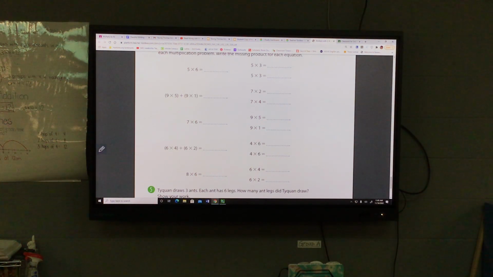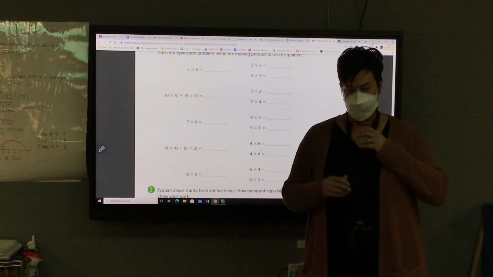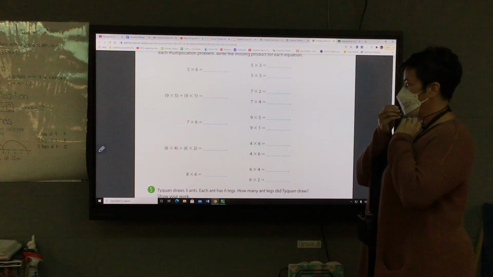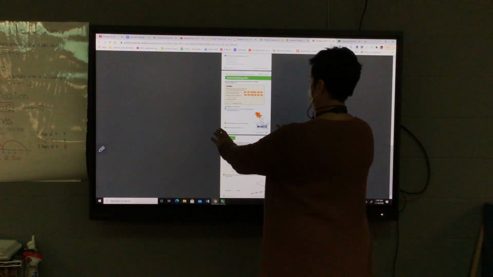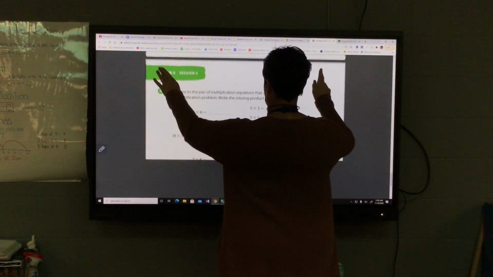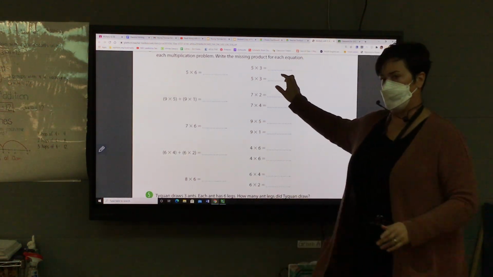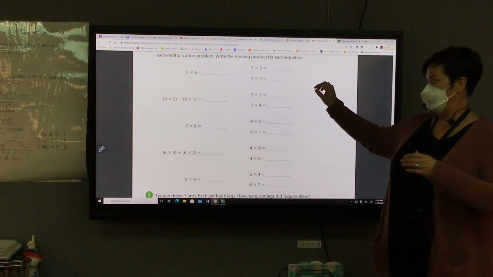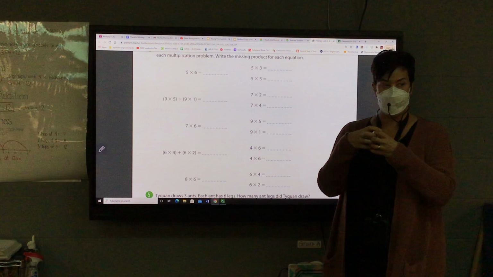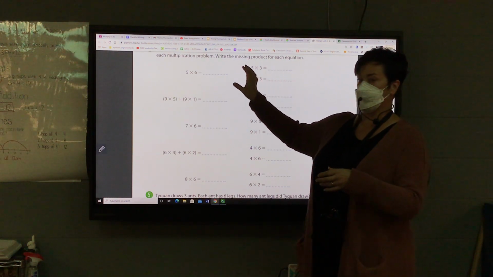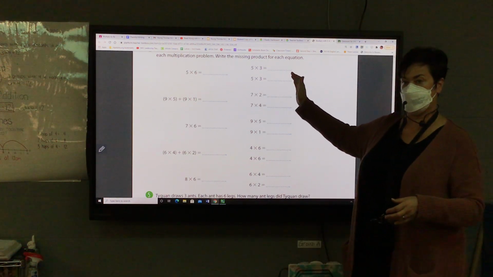Okay, people are getting closer to finishing this if you're not already. Now, what you need to do. Remember when we added these together over here and we found the total of the two added together? You're gonna draw a line from the problem on the right that matches the problem on the left.